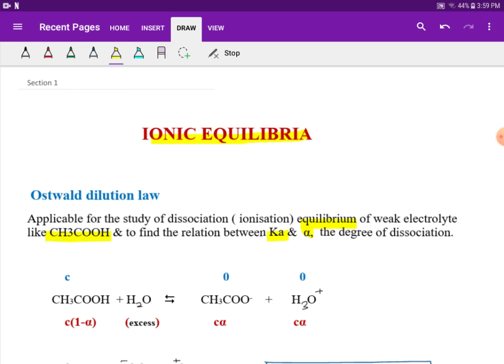And Ostwald dilution law is used to study the ionic equilibrium of the weak electrolyte, generally to find out this relation of Ka or Kb with respect to their alpha. Now we have to derive the expression for Ostwald dilution law, so as to find out the relation between Ka for a weak acid or Kb for a weak base with respect to alpha, the degree of dissociation.